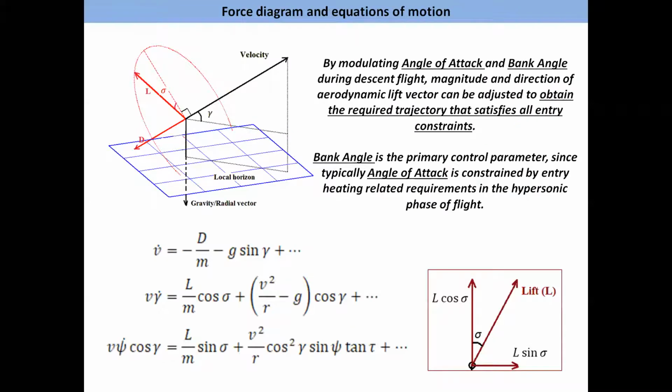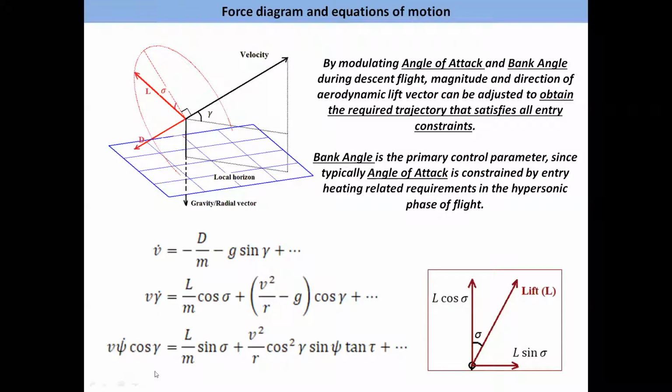Now, to summarize that part, by modulating angle of attack and bank angle during the descent flight, the magnitude and direction of the lift vector can be adjusted so as to obtain the required trajectory that satisfies all the constraints. So bank angle is typically the primary control parameter for the hypersonic phase of entry, that is above Mach 5, because angle of attack, even for winged entry vehicles, high L/D entry vehicles, is constrained by entry heating related requirements.